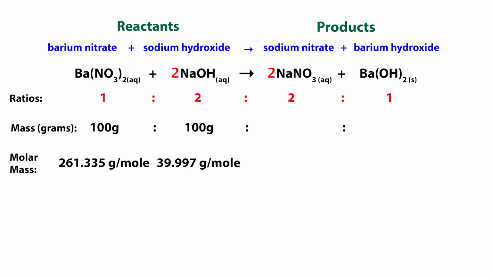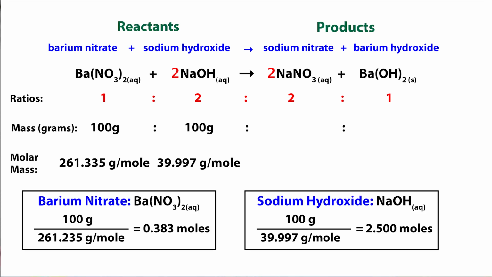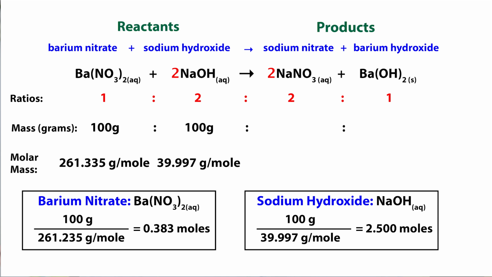We have 100 grams of each. We have the molar masses of each. So now we're going to divide it. Divide 100 grams by each of the molar masses. It'll give us the number of moles of each. So when we do that, we get 0.383 moles of the barium nitrate, and we get 2.5 moles of the sodium hydroxide. A lot more sodium hydroxide.